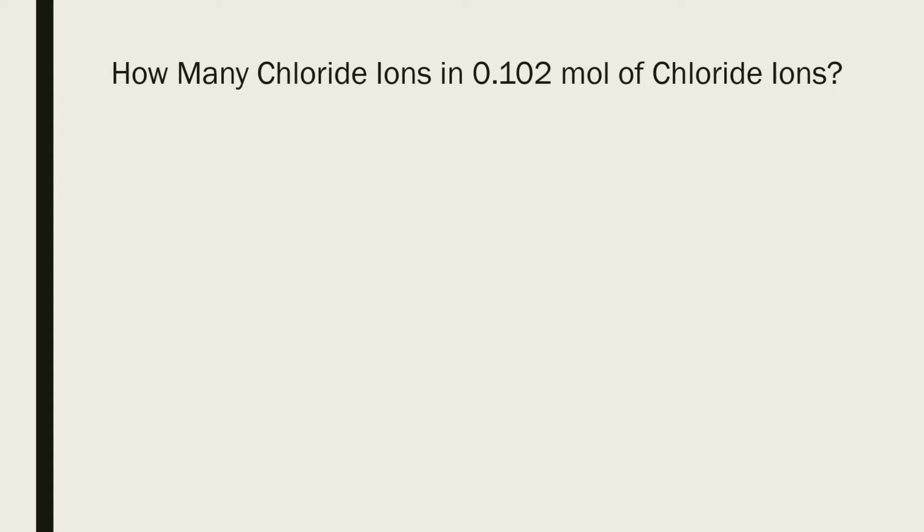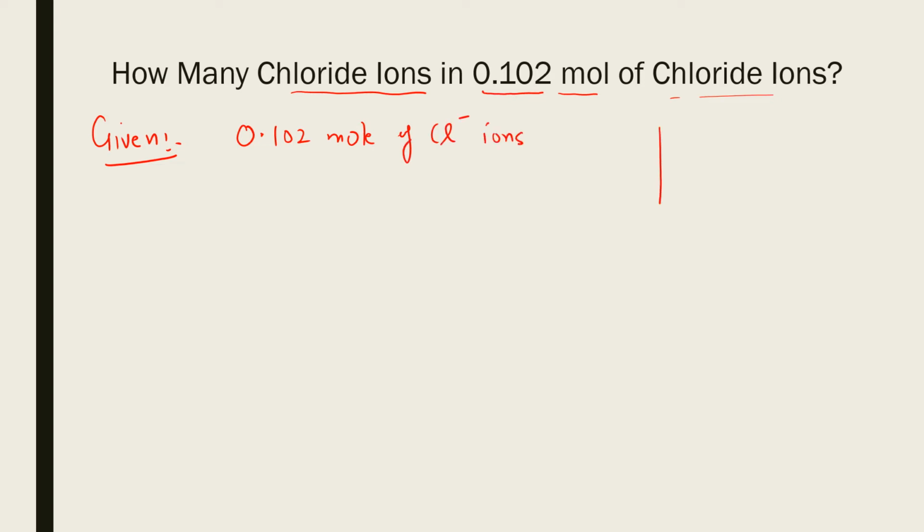So you may see a problem something like that. How many chloride ions are present in 0.102 moles of chloride ions? So in this case, we are given moles. So we have how many moles? We are given 0.102 moles of chloride ions. Okay, and we know that 1 mole chloride ion is equal to 6.02 times 10 to the 23 chloride ions. So that we know, right?